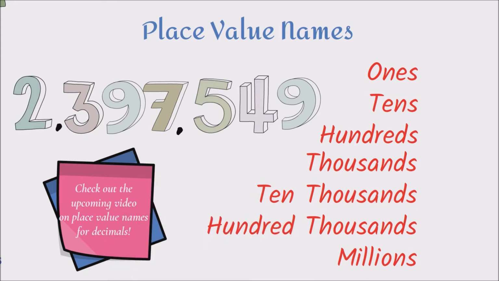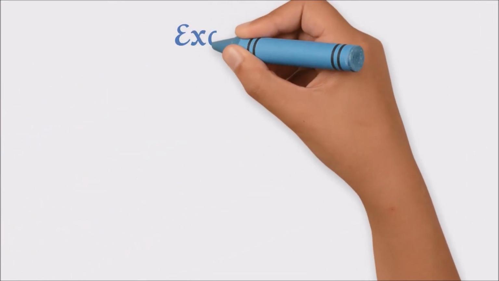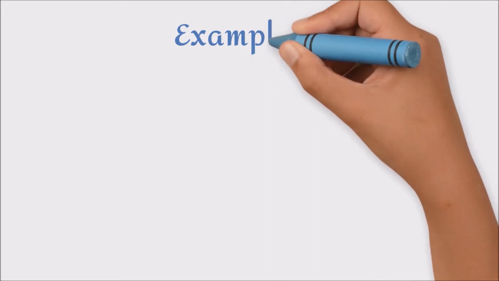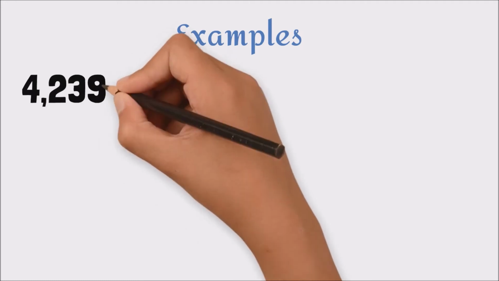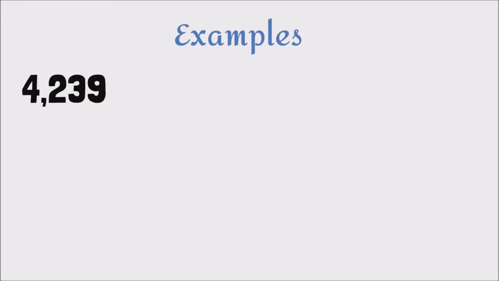Now that we know a couple place value names, let's test our skills by looking at 2 very important numbers right now: the population of Jamaica and the number of active COVID-19 cases on the island. As of today, there's a total of 4,239 active cases of COVID-19 in Jamaica.